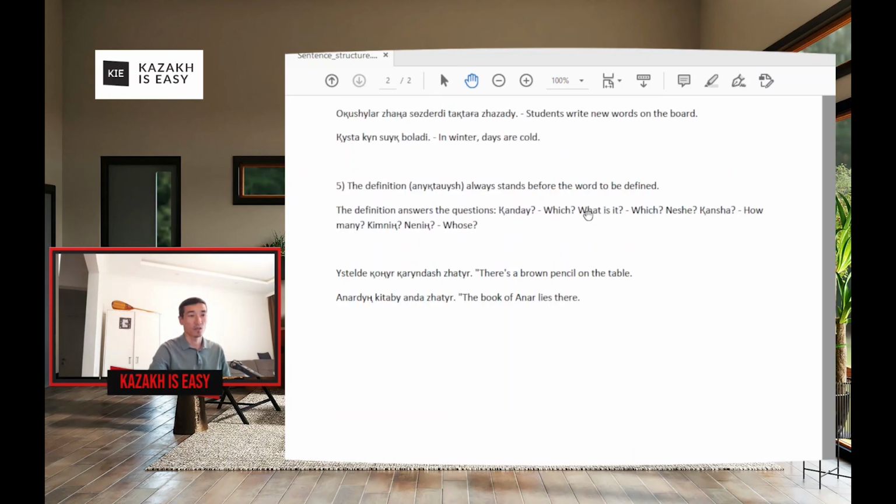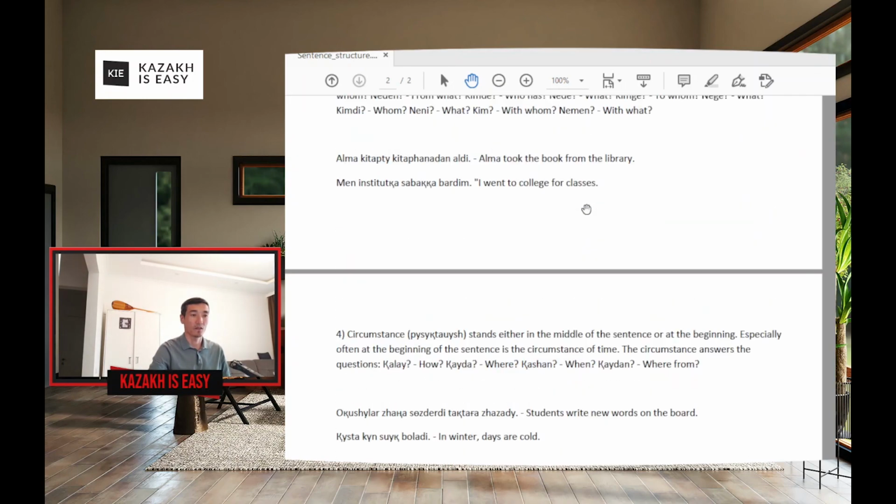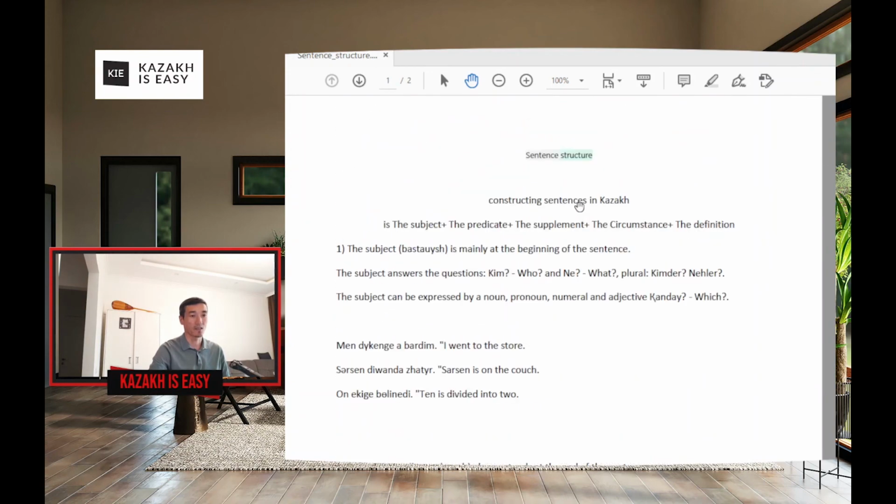So, just like this, a Kazakh sentence is formed.